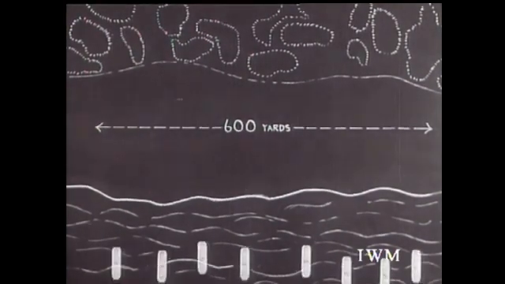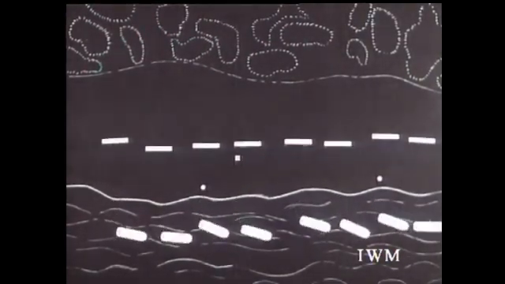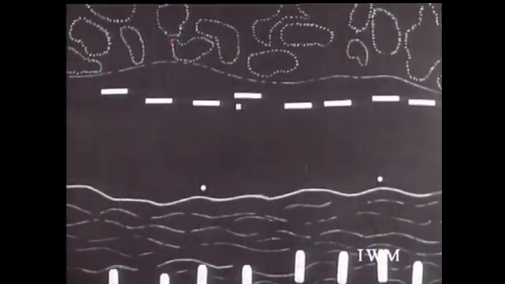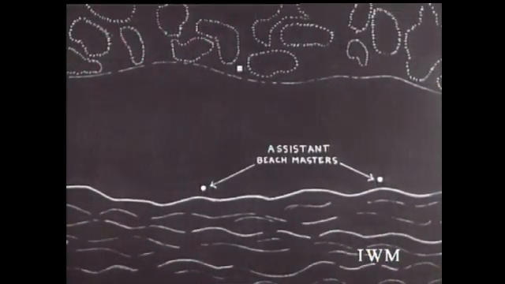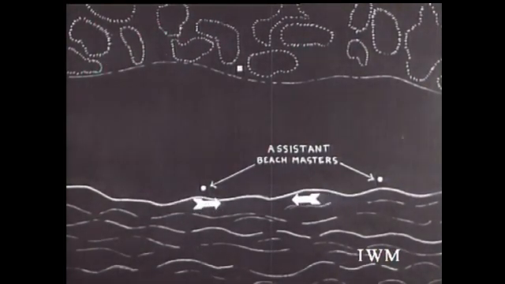The first wave of assault troops land. Take the beach and push on inland to their first objective. With them come 2 assistant beach masters and their parties. Their job is to make a quick reconnaissance of the beach from high water seawards, so that the following waves of craft may be signaled in at the best possible points.